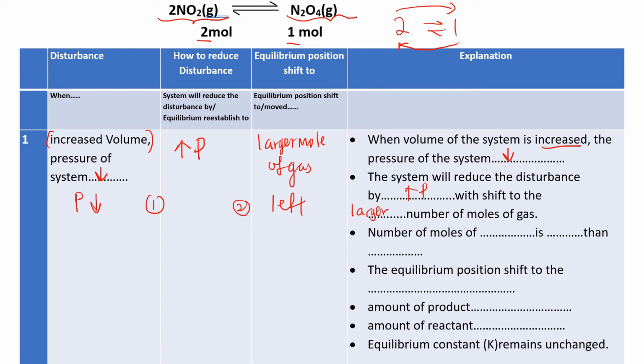Okay, now you check. Which has more number of moles of gas? It's the reactant, right? So you can say the number of moles of reactant is larger than the number of moles of product. So the equilibrium position will shift to the left. So the amount of product will decrease, the amount of reactant will increase, and the K remains unchanged.